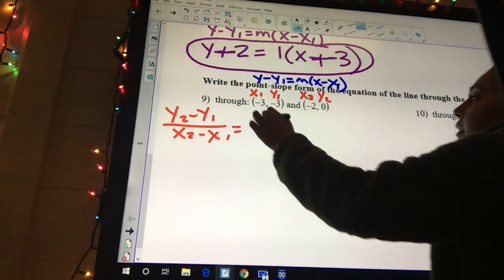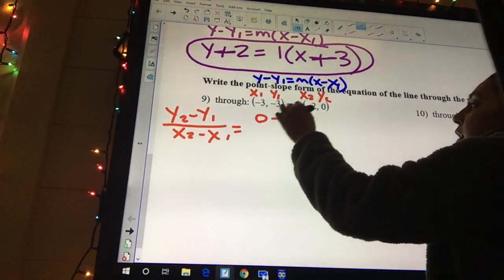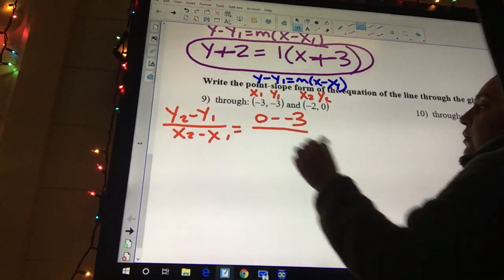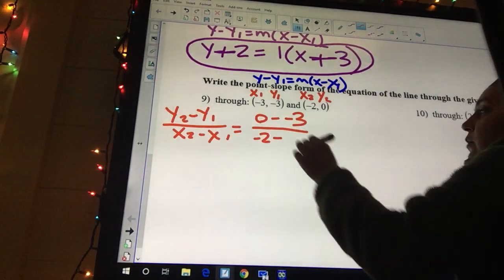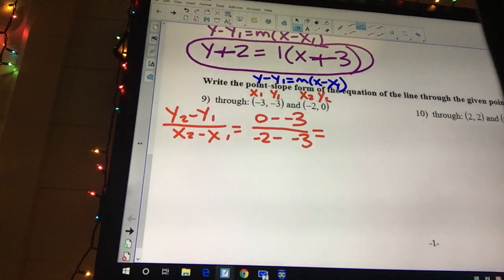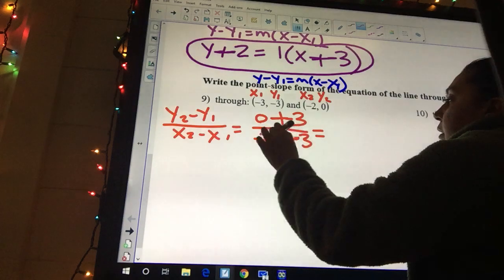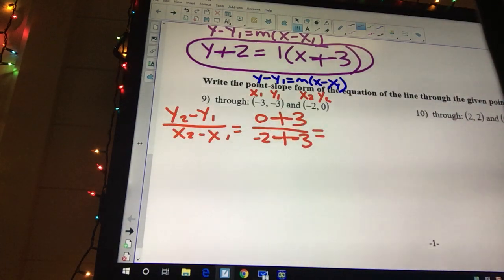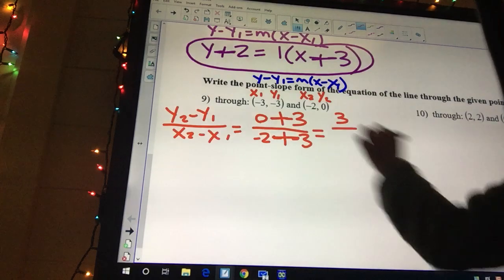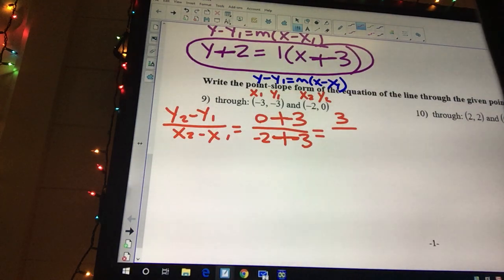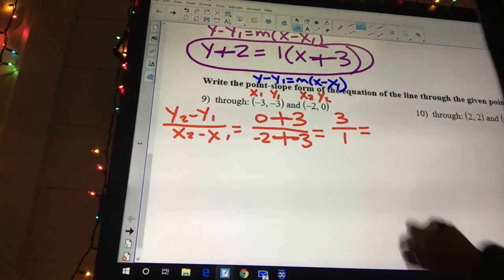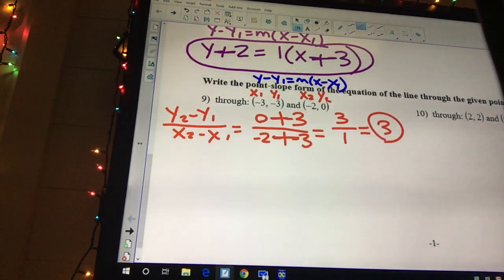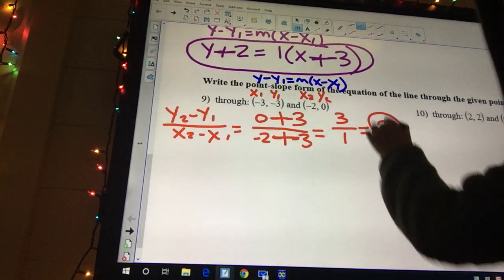So y2 is 0 minus my y1 is negative 3. X2 is negative 2 minus my x1 is negative 3. I got minus minus, so this should be a plus, plus. 0 plus 3 is 3. Negative 2 plus 3 is just going to be 1. And 3 over 1 is really just 3. What were we finding? Slope. Yeah, this is our slope.